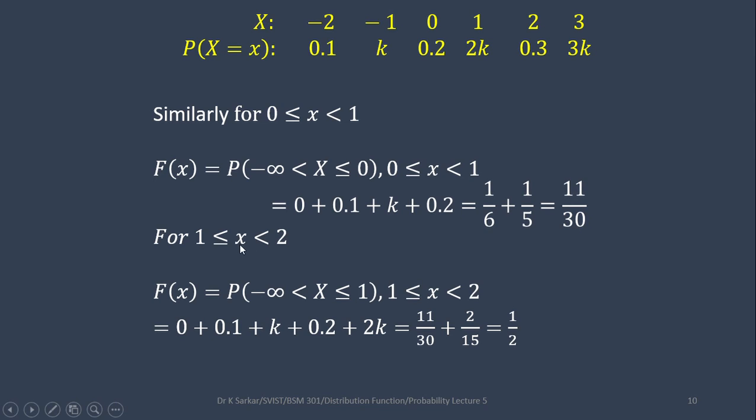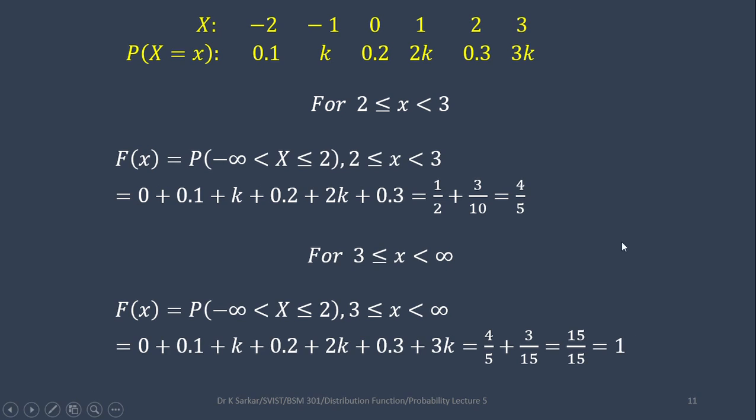And the very next interval is 1 to 2, where x is greater than or equal to 1 and less than 2. So you should not take for 2, but less than 2, that is for 1. So it is up to 2k, so let us take up to 2k, and up to 0.2 our calculation is 11 by 30 plus 2k, k is 1 by 15, so 2 by 15, and after calculation we get half. Then the next interval is 2 to 3. Similarly we can find, and that is 4 by 5.